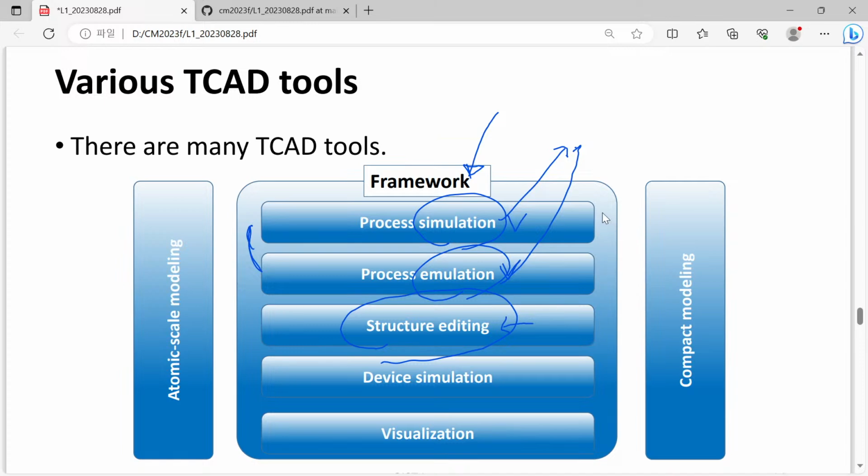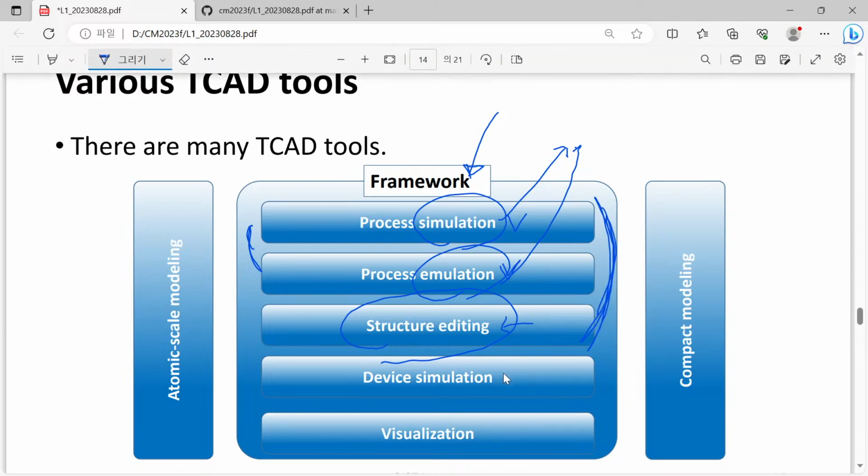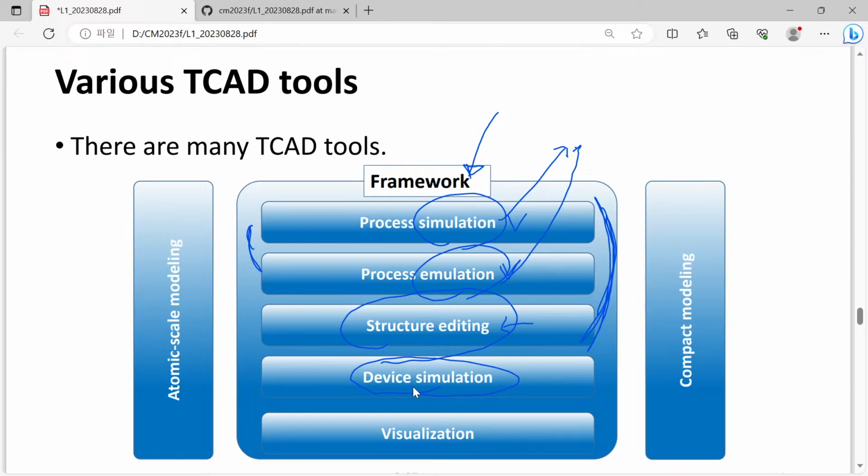Then just to make our expectation about the final structure, we can easily construct this kind of thing using a structure editor. Once we have a generated device structure, we can simulate its electrical performance. And usually this device simulator gives us some information about physical quantities inside the semiconductor structures.